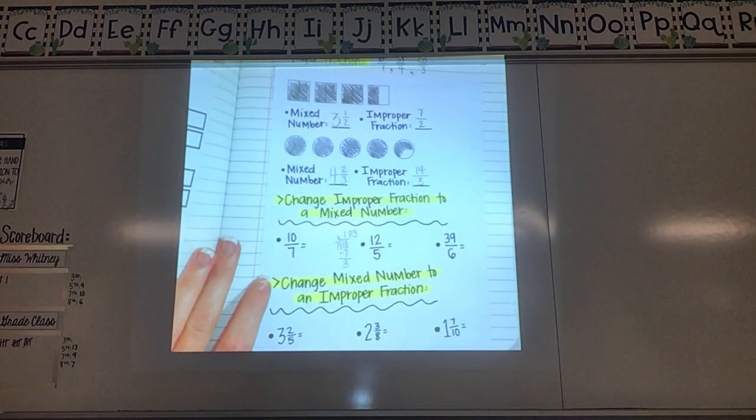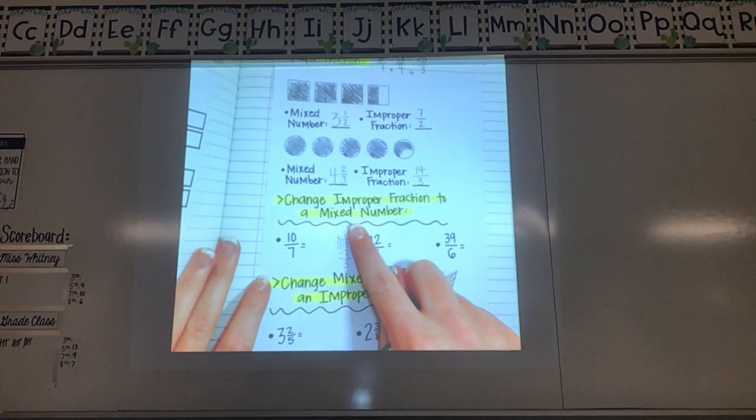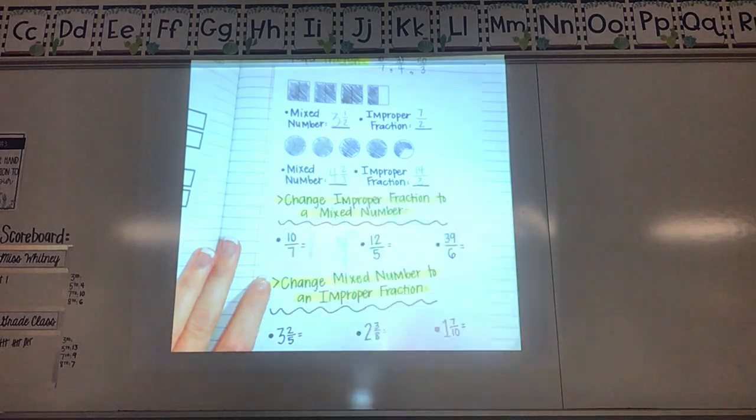Now, I have to take this information from my division problem and turn it into a mixed number. So to do that, you're going to cover up your remainder. Whatever answer you have up there is your big number. So I have a 1. My big number is going to be a 1.